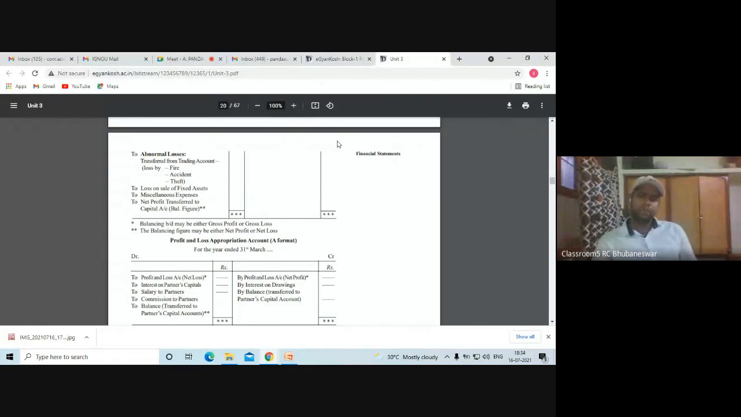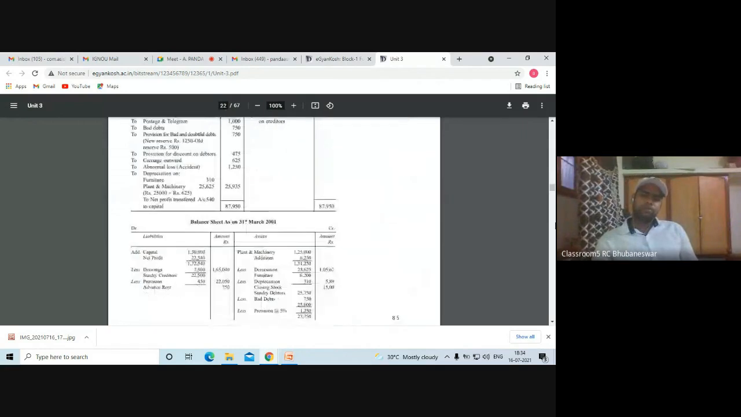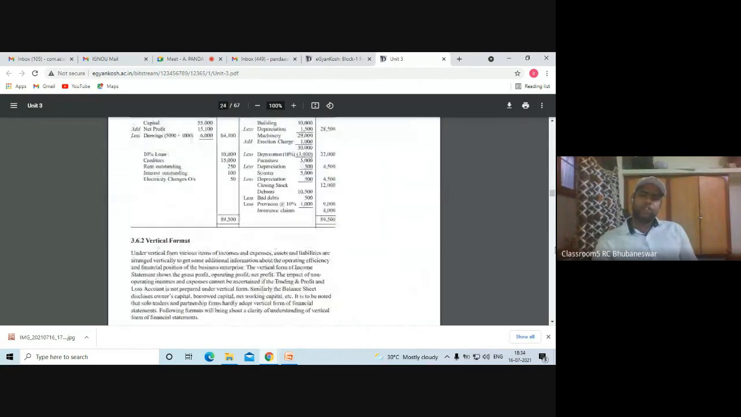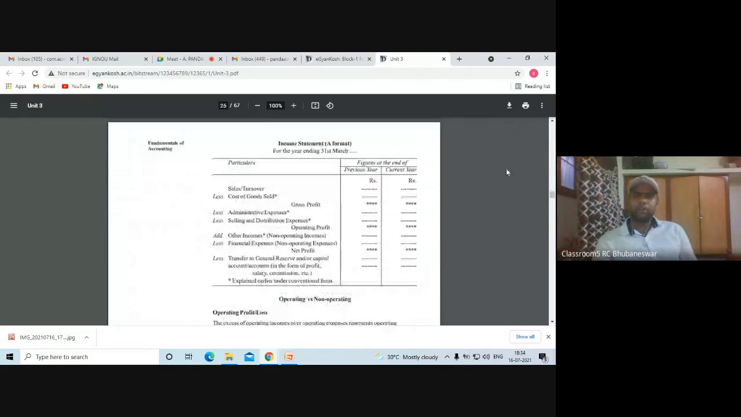So this is the conventional format. But in case of the new format, you will be having only the vertical one. Okay, so this is the vertical format. So the new format: sales less cost of goods sold, you will get gross profit.